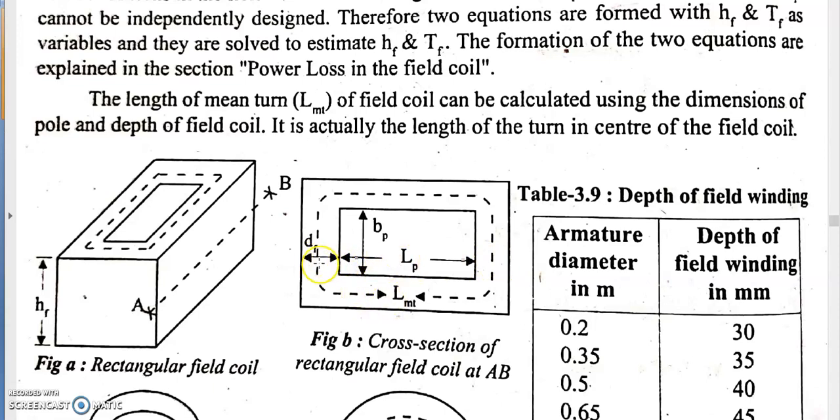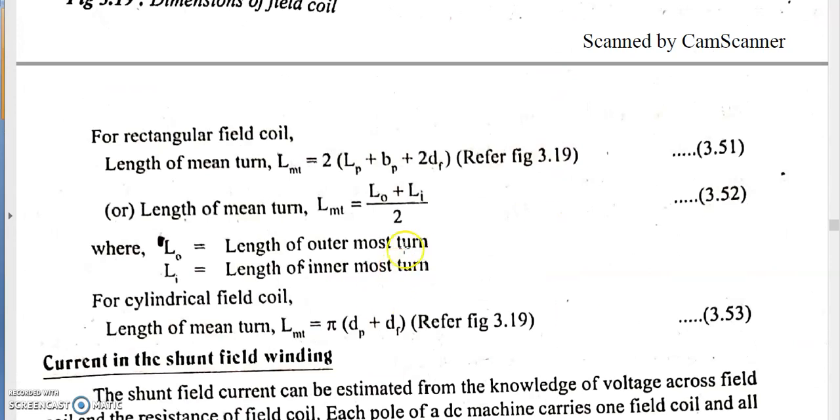So 2 times of LP plus DF is this length, the bottom and top length. And the side length includes BP plus DF by 2 here and DF by 2 here. So it is BP plus DF, 2 times. So 2 times of LP plus DF and 2 times of BP plus DF. So it is 2 times of LP plus BP plus DF, which is the length of mean turn of the field coil.